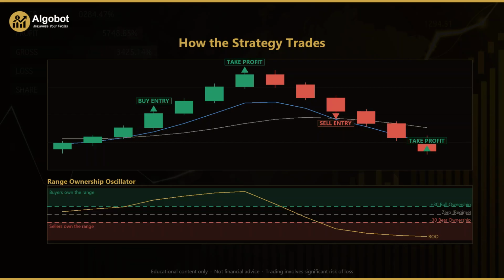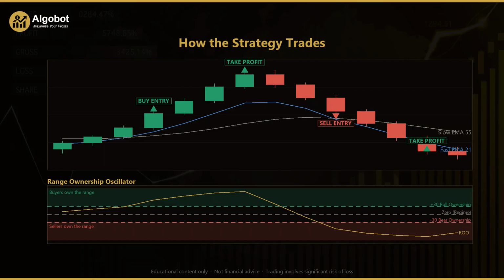On the 10th candle, the oscillator makes a fresh cross down through the minus 30 threshold. Sellers now clearly own the range, and that bar closes bearish. All three short conditions line up, and the sell entry marker appears. This time the stop sits a tight ATR distance above the entry, and the take profit projects lower at the same reward to risk multiple.